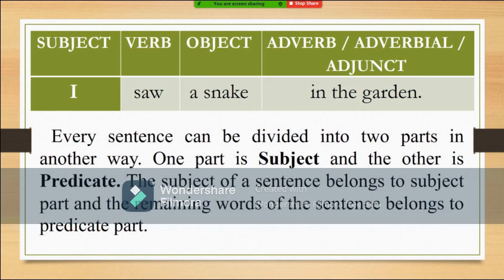Now let me read. Every sentence can be divided into two parts in another way. One part is the subject and the other part is the predicate. The subject of a sentence belongs to the subject part and the remaining words of the sentence belong to the predicate part. Now I hope you will understand what a verb is.